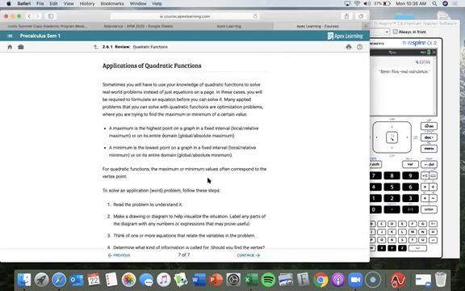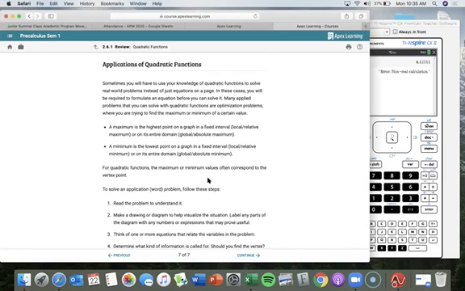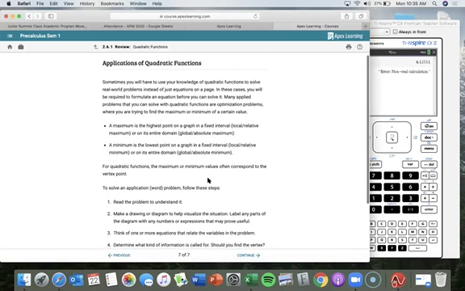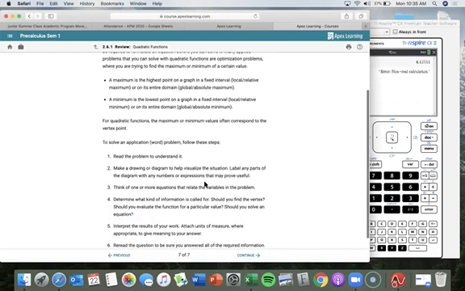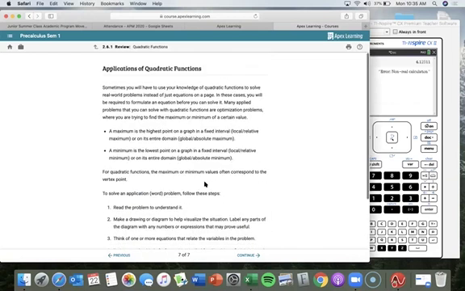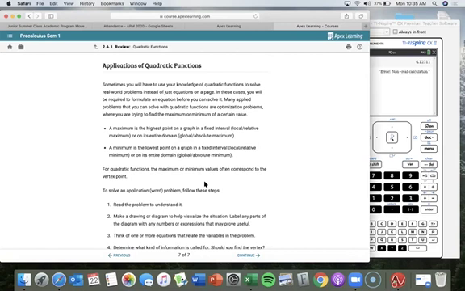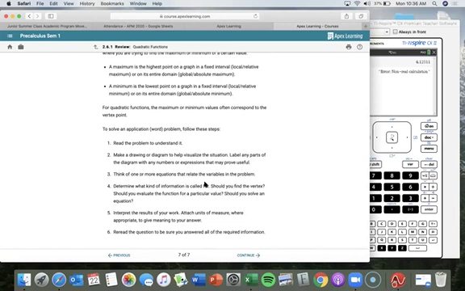All right, and then there's a ton of applications of quadratic functions, like figuring out the maximum height of a toss or figuring out the lowest part of a valley. Really, this is a super good slide to have handy, or to at least have the highlights written down. But the main part of this is solving word problems.